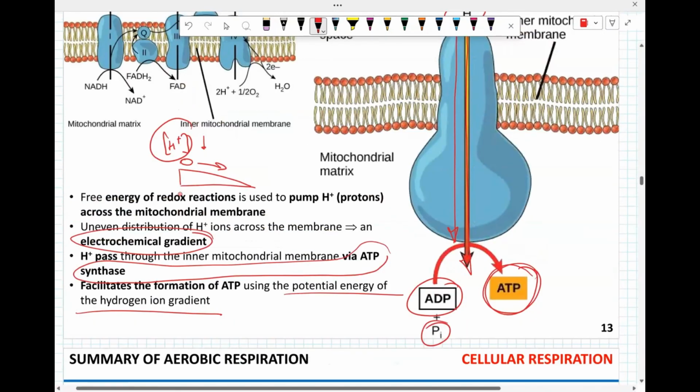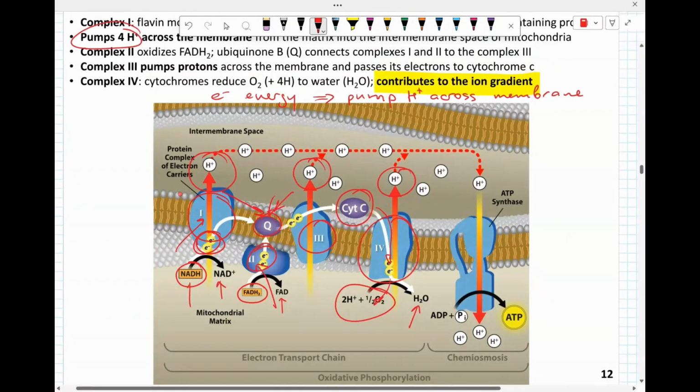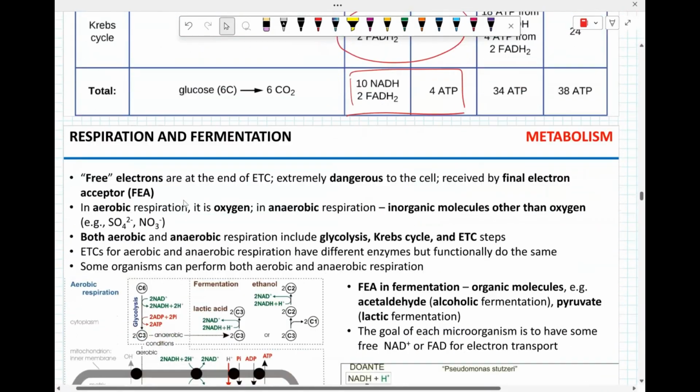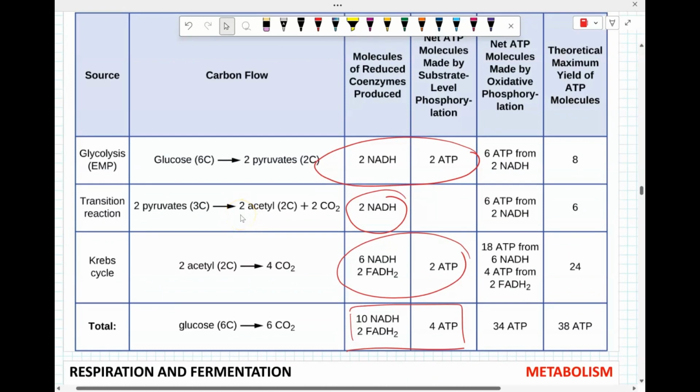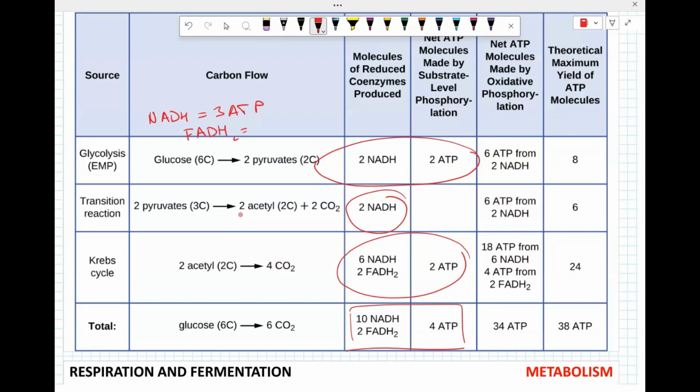Now, you understand that by delivering the electrons to the electron transport chain, NADH inevitably provides the energy for ATP synthesis. Turns out that one molecule of NADH provides enough energy to synthesize 3 molecules of ATP, while one molecule of FADH2 provides enough energy to synthesize 2 molecules of ATP. You may ask why.